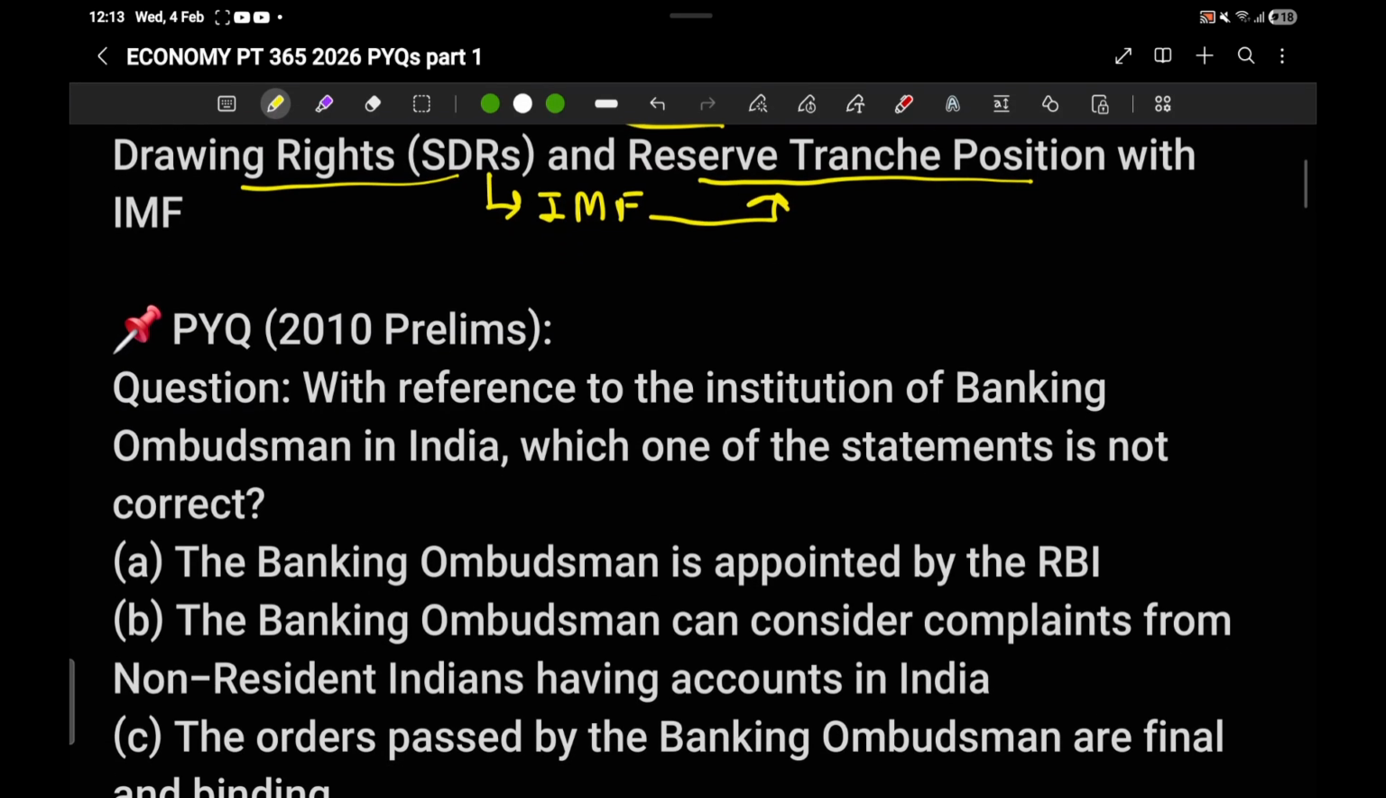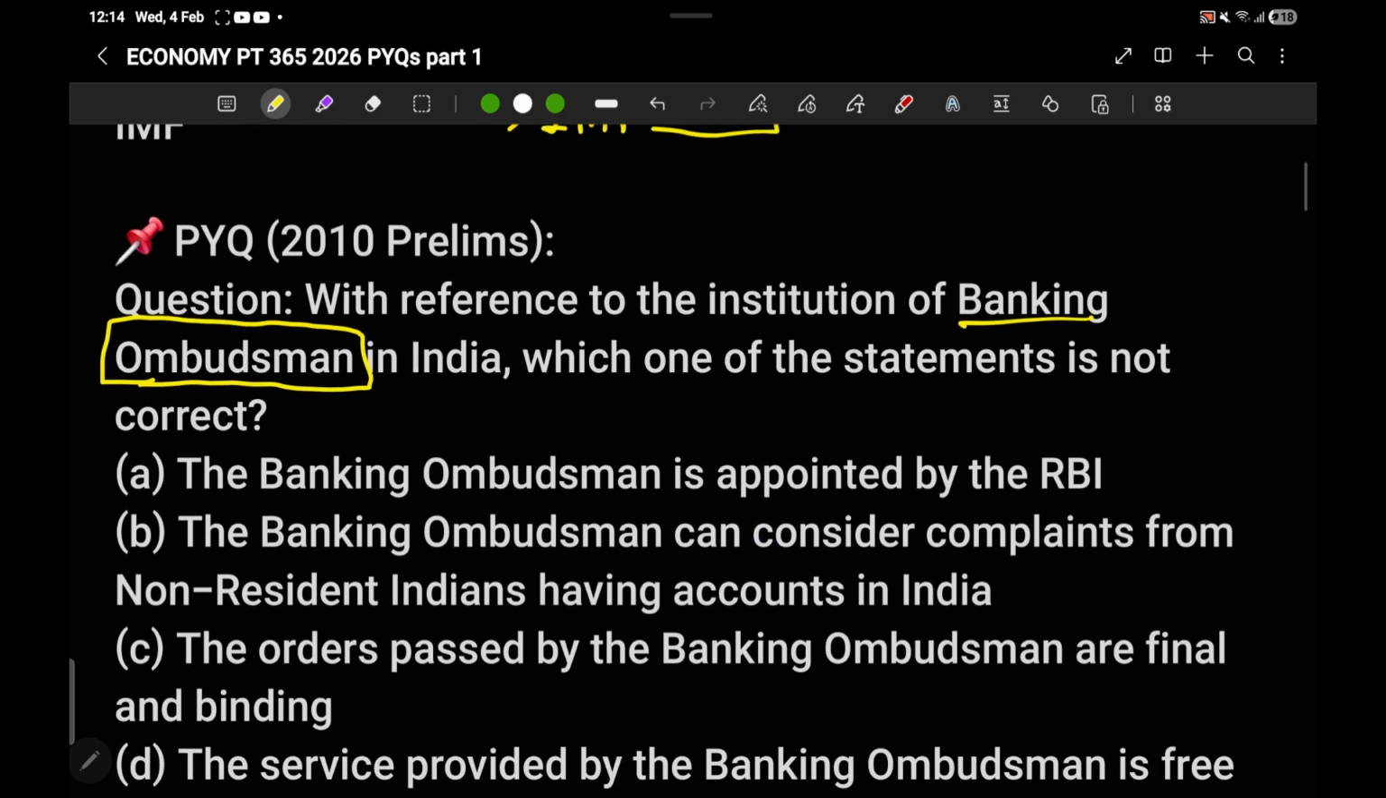Previous year question of 2010 prelims, they have asked a question on banking ombudsman. We have studied it yesterday. What is ombudsman? Fine, I'll read. With reference to the institution of banking ombudsman in India, which one of the statements is not correct? Please focus on these things. They have asked not correct.